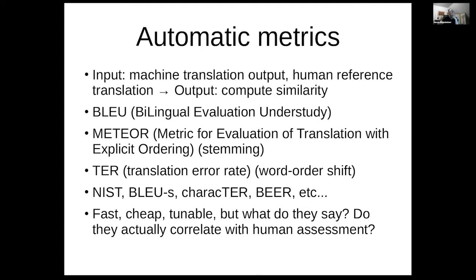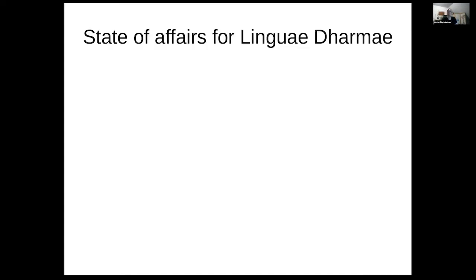So these metrics can go totally wrong sometimes for a variety of reasons, and they have to be somehow brought to correlate with the human assessment of the translation output.